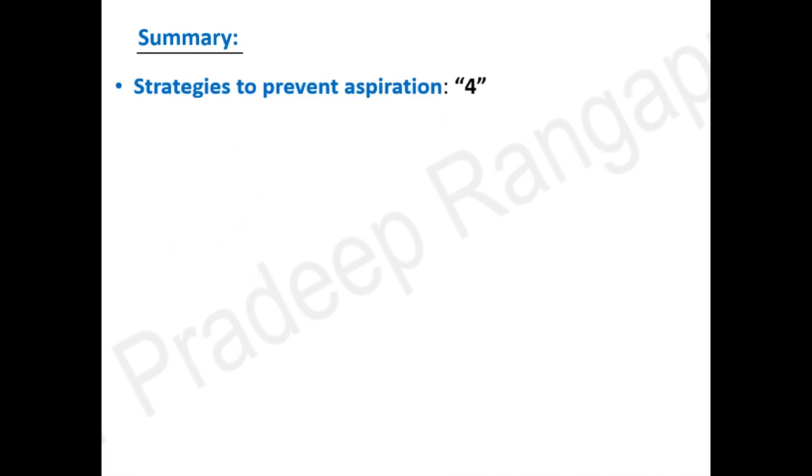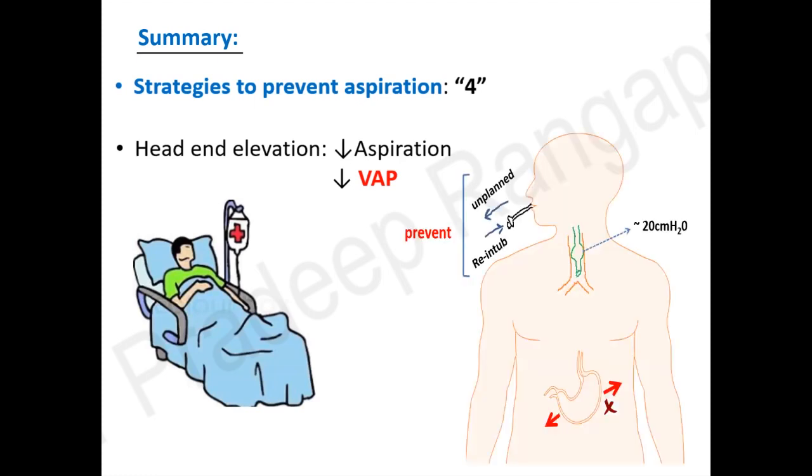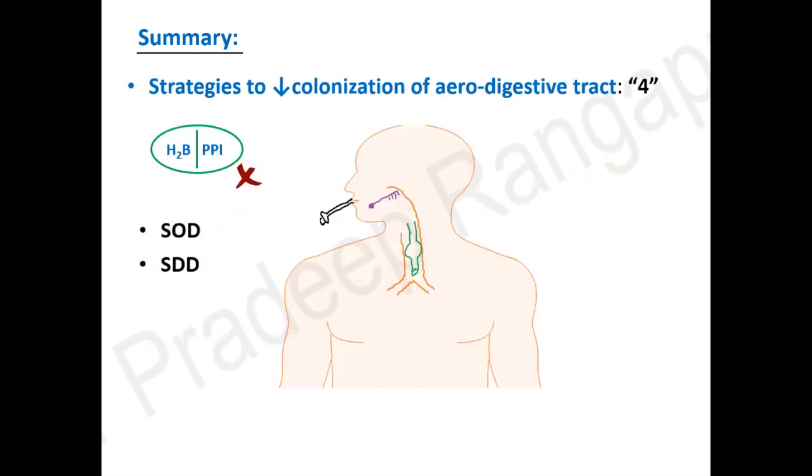So the second domain we looked at is strategies to prevent aspiration. There are four methods that one could adopt to reduce the risk of aspiration. One is maintaining good cuff pressure. Second one is a simple head end elevation, which goes a long way. Simple techniques, and this is a quality indicator. It goes on to reduce the VAP. Third, avoiding unplanned extubation or reintubation can go a long way. And the fourth one is to prevent gastric distension by using prokinetics, which can also go a long way. So those four simple things: head end elevation, cuff pressure, avoiding unplanned extubation and reintubation, and preventing gastric distension.